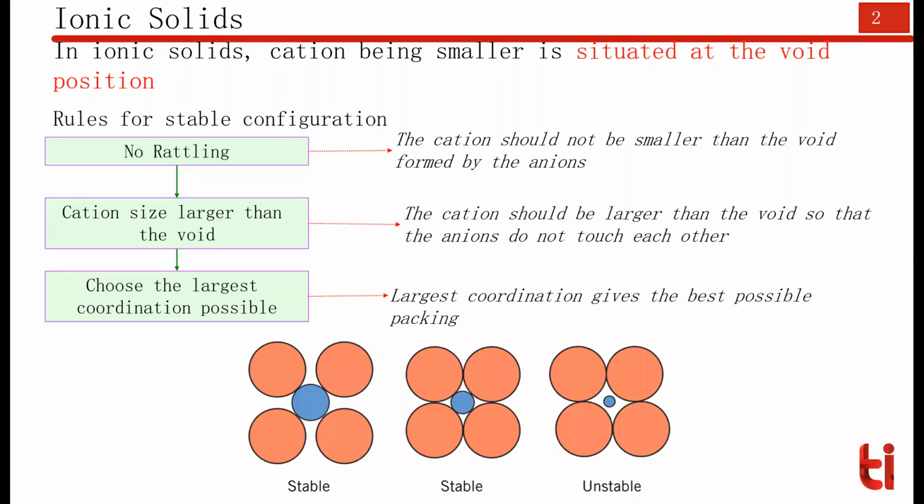So if you have an anion and a cation, then there are 3 possible ways by which an anion can be surrounded by a cation. Let's look at the first possibility. The first possibility is shown in the lower right corner. So this is the first possibility.